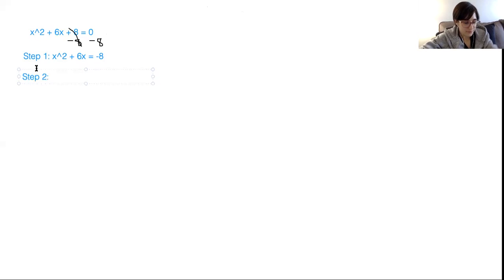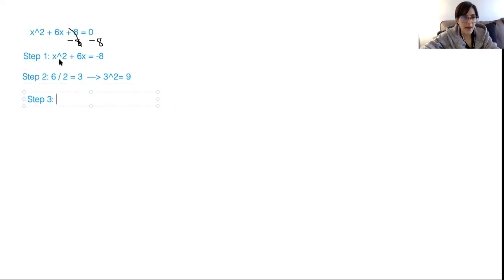Step 2, I'm going to take my coefficient associated with a single variable. In this case, that's 6x. I'm going to take this number 6 and divide it by 2. So 6 divided by 2 equals 3. Then I'm going to take that number and square it. So 3 squared. When I square something, I'm multiplying it by itself. That gives me 9. I need this 3 and this 9 for a future step when I'm going to factor.